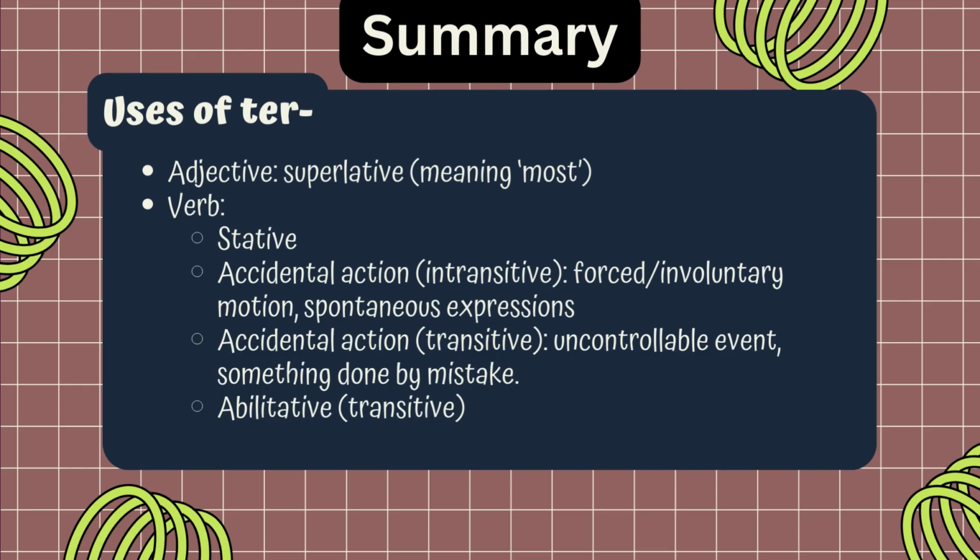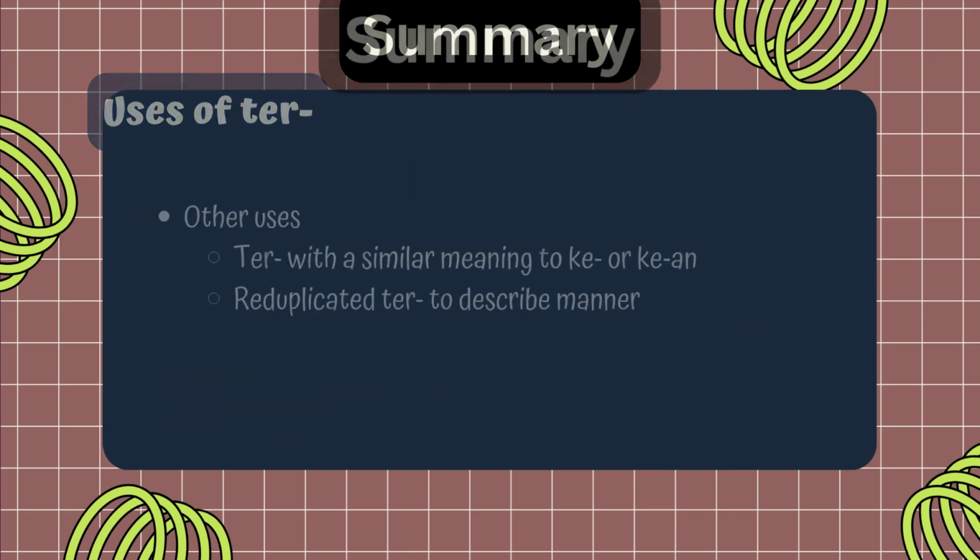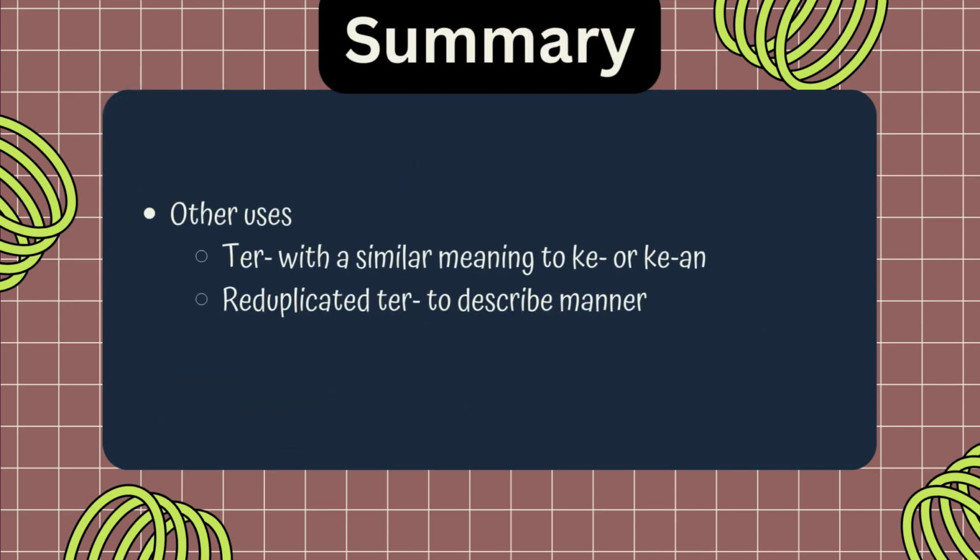Summary. Uses of ter. Adjective, superlative, meaning most. Verb. Stative. Accidental action, intransitive: forced/involuntary motion, spontaneous expressions. Accidental action, transitive: uncontrollable event, something done by mistake. Abilitative, transitive. Other uses. Ter with a similar meaning to ke or ke-n. Reduplicated ter to describe manner.